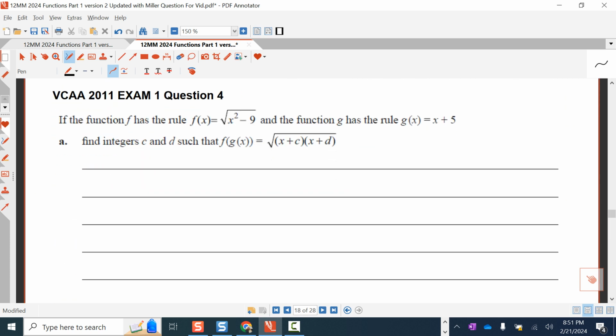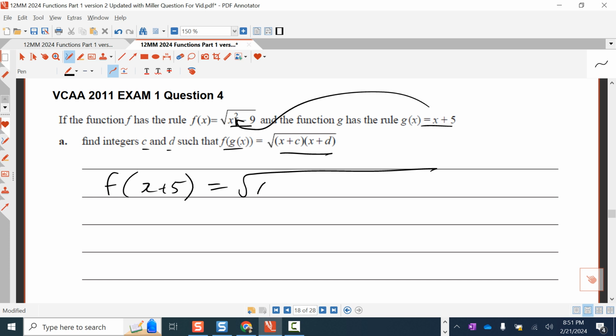Okay, and it continues. If the function f has the rule this, and g has this rule here, find integers c and d such that f of g of x is expressed like this. Okay, so let's just do f of g of x. g of x is the linear. And what we're essentially doing is putting the linear on for x. (x plus 5) all squared, take away 9, I think it is. Yep. Okay, so it's not in the required form.